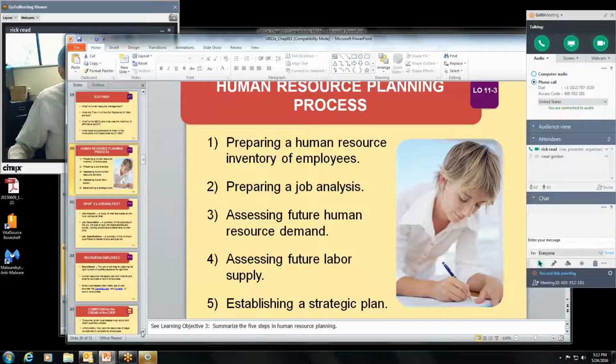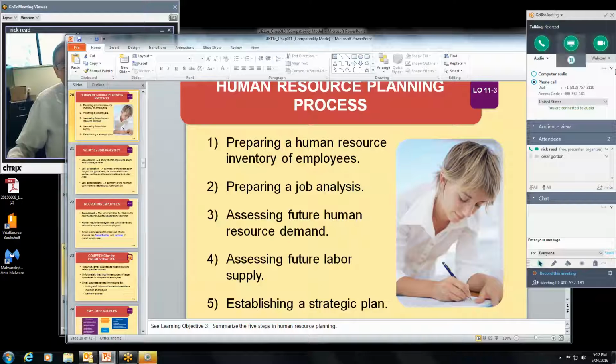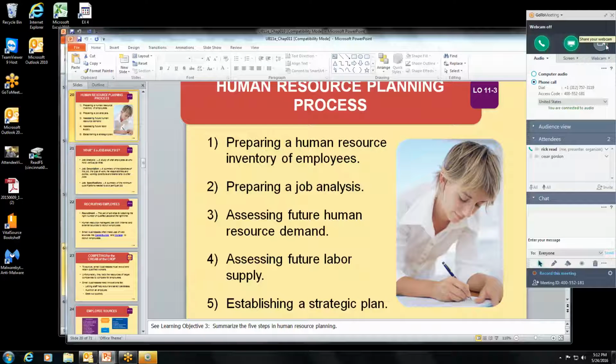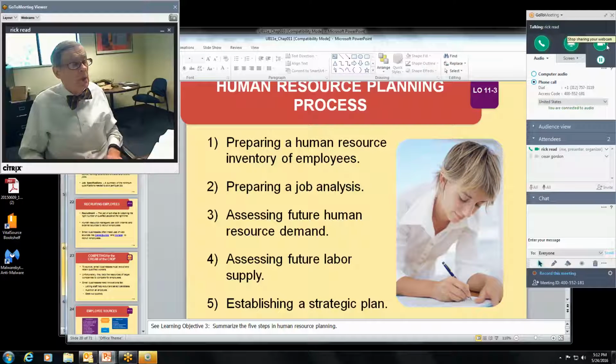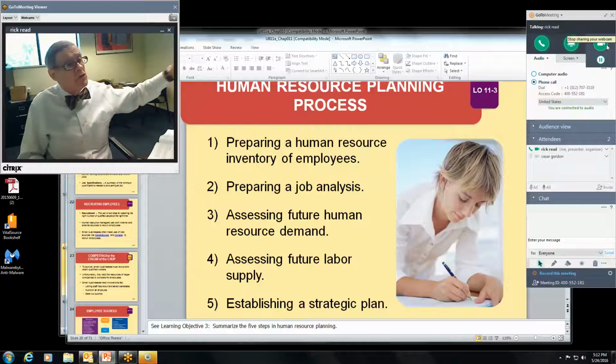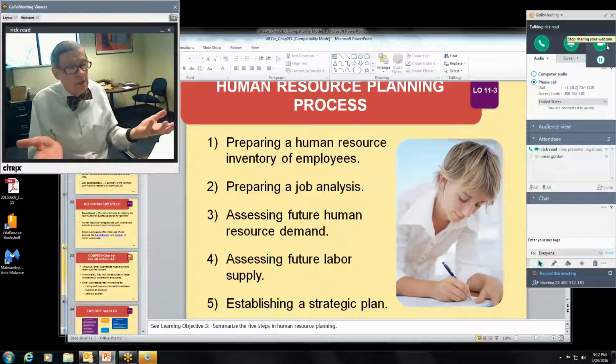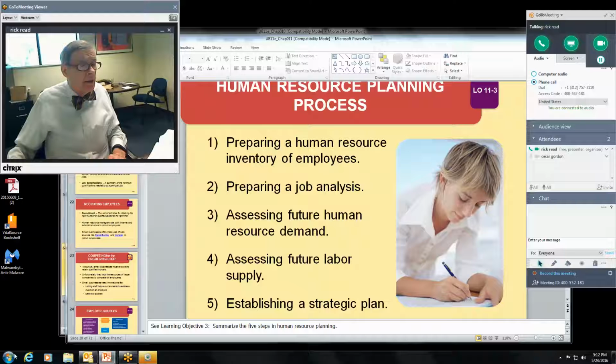This is the process of human resource planning. And we talked about that in general terms before. They find out the current inventory of employees, do job analyses, see what's going to be needed in the future, assess the local labor market to see if the local labor market can support the employment demands, and then have a plan to put that to work.